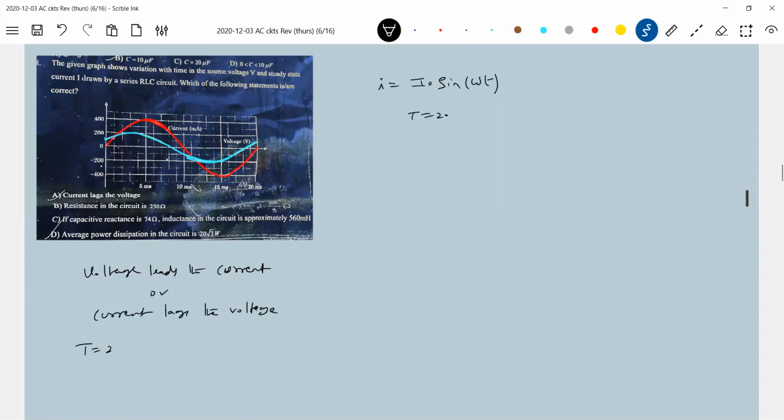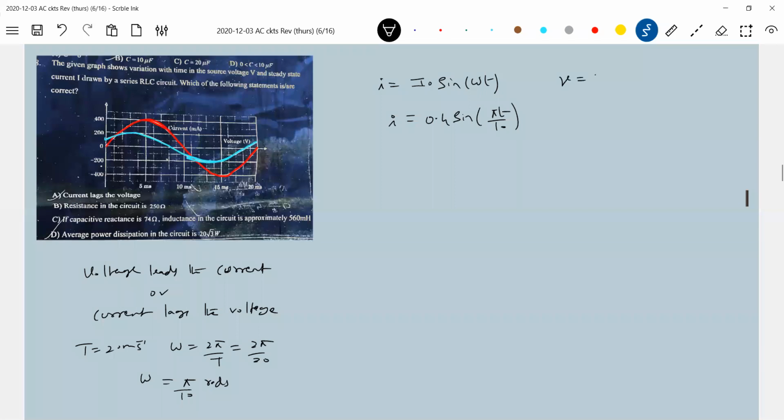Let me write it here, the data. So omega equals 2 pi by T, which is pi by 10 radians per second. What is the maximum value I0? 400 milliamperes, or 0.4, into sine of omega t. This is the expression for current.